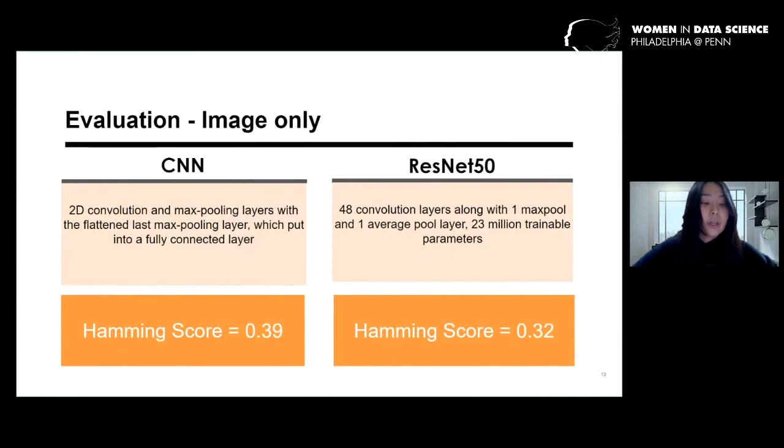For the CNN model, movie posters were the input of the CNN structure, which consists of 2D convolution and max pooling layers. The last max pooling layer output was flattened and put into a fully connected layer with sigmoid activation. A standard ResNet 50 was fine-tuned on movie posters with the average pooling as output. Each movie poster has a 2048 dimension vector, and the vector was put into a fully connected layer with sigmoid activation. CNN had a value of 0.39, and ResNet 50 had 0.32 in terms of Hamming score. CNN had a better performance to classify movie genres based on movie posters.